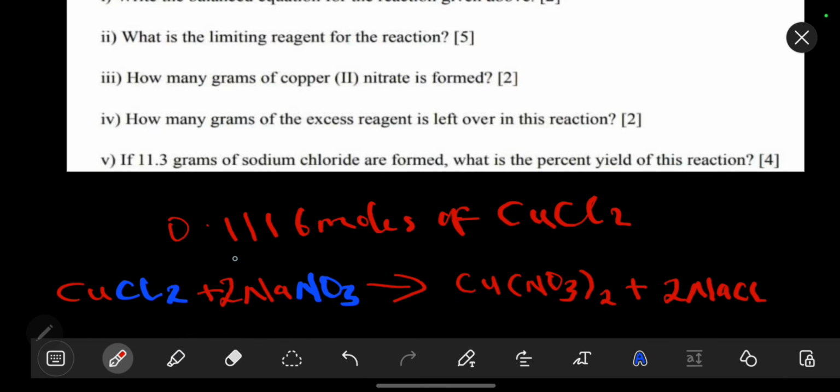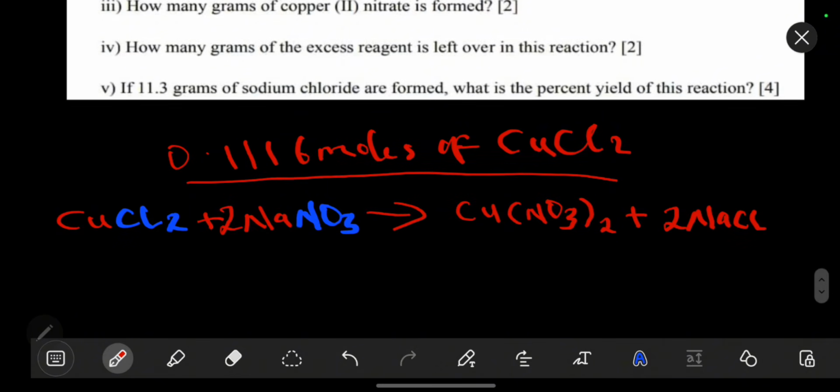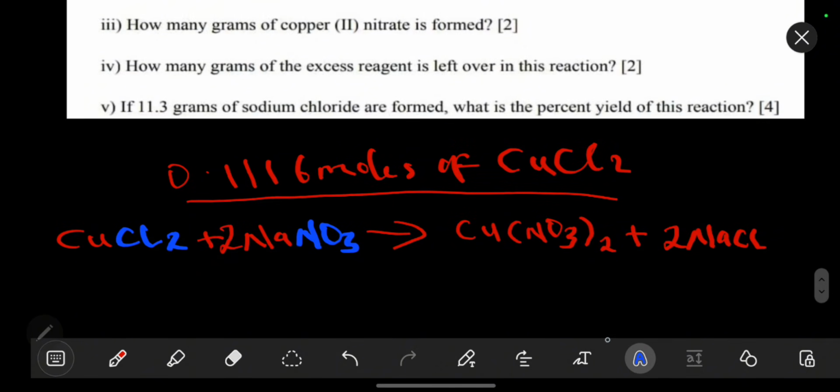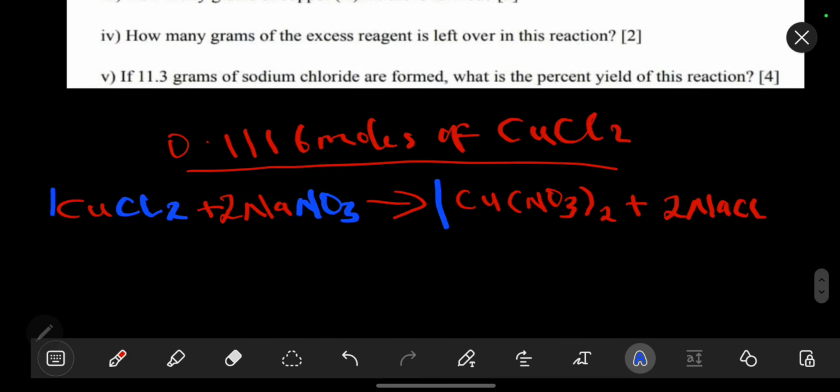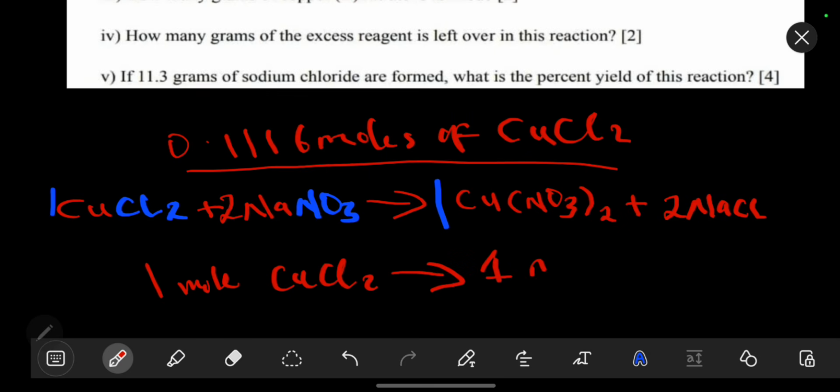So, provided with the limiting reagent which we have found, we can compare. From the balanced chemical equation, as long as I have one more of copper 2 chloride, I will always be able to produce one more of copper 2 nitrate. So that is the balanced chemical equation. So one mole of our copper 2 chloride will give me one mole of CuNO3, according to the balanced chemical equation.